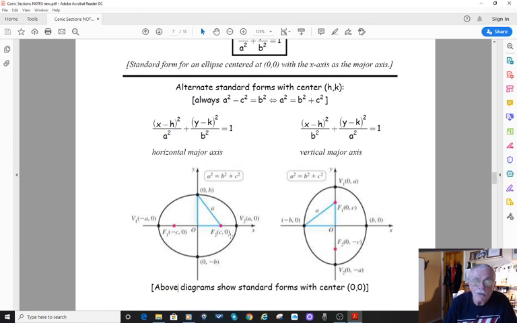Now, here's what you got to watch out for. Look at where the a squared is here compared to where the a squared is here. The a squared goes with the variable along which is the major axis. So in this case, the major axis is horizontal, therefore the a goes with the x part. Here, the major axis is vertical, so the a squared goes with the y part. So that's the thing you have to watch out for.